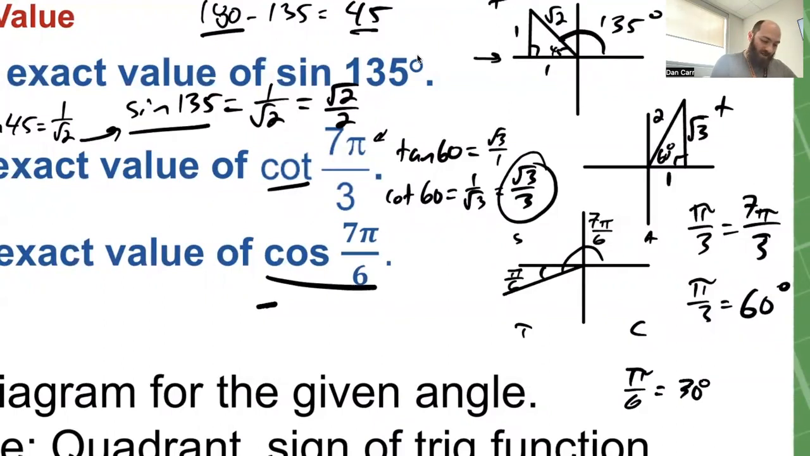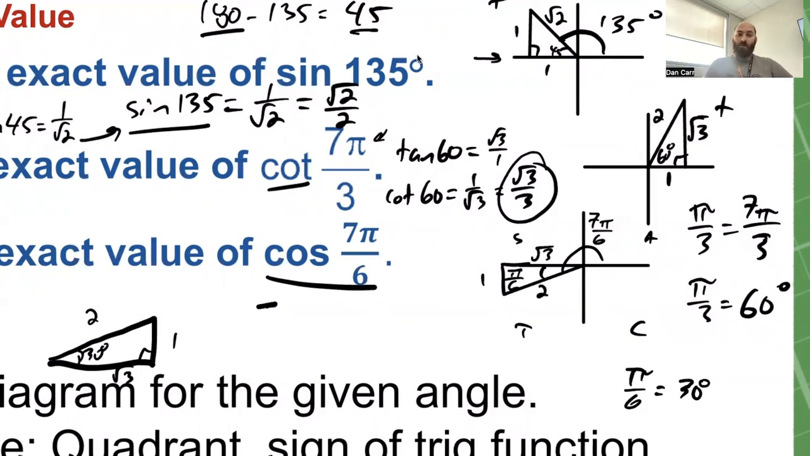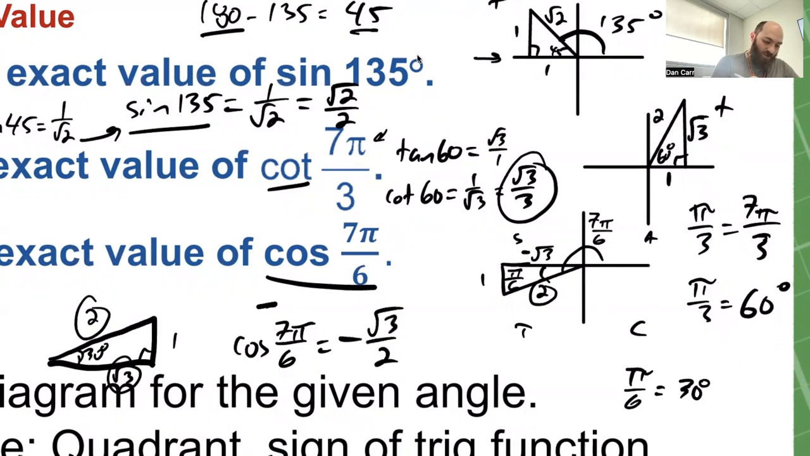So my reference triangle I can use is going to be 30, 60, 90 again. So 30 degrees, 1, 2, and root 3. If I make the triangle here, it's 1, 2, and root 3. So what is adjacent over hypotenuse here? The adjacent side is root 3, and the hypotenuse is 2. In the end, it's technically a negative root 3, and positive 2. So the cosine of 7 pi over 6 is equal to a negative root 3 over 2.